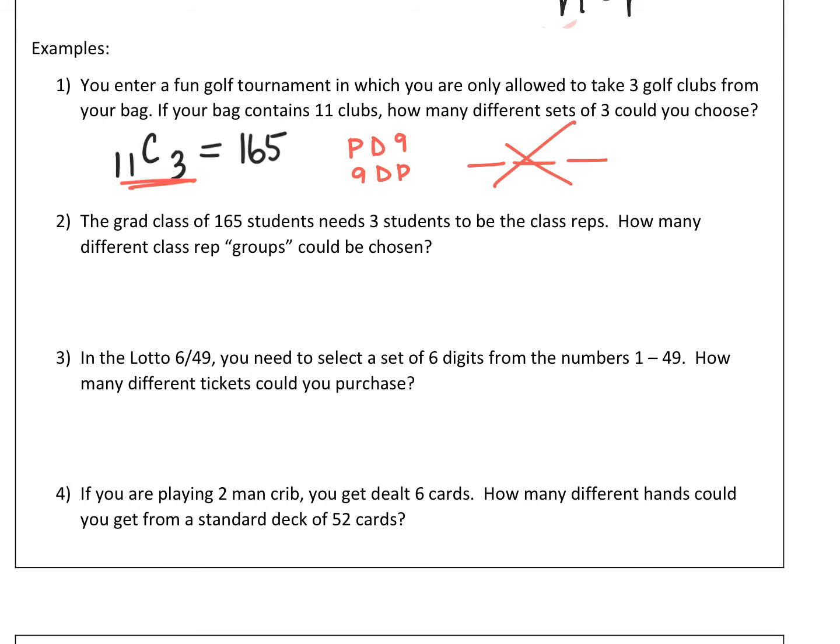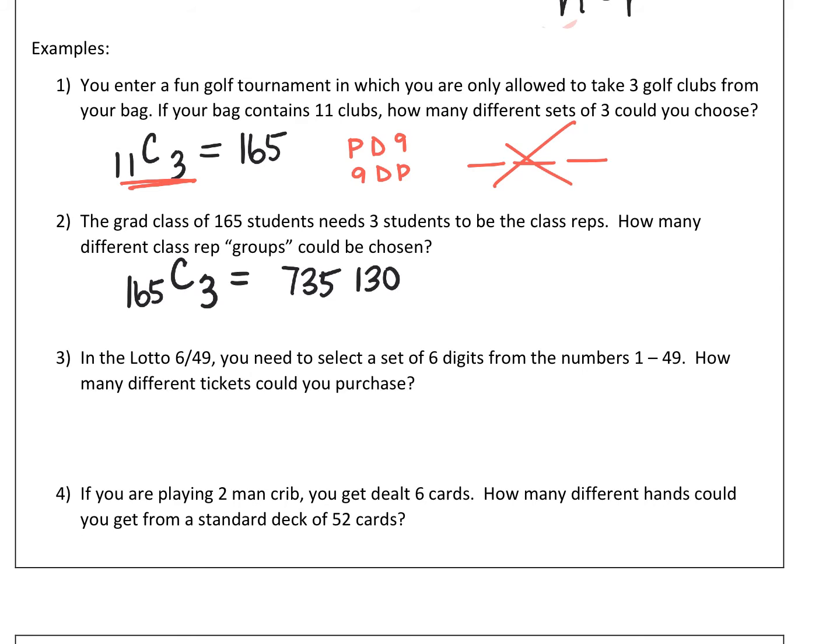The grad class of 165 students needs 3 students to be class reps. How many different rep groups could be chosen? So I have 165. I need to pick 3 of them. So I always say 165, choose 3, gives me 735,130 different options for choosing my 3 committee members.